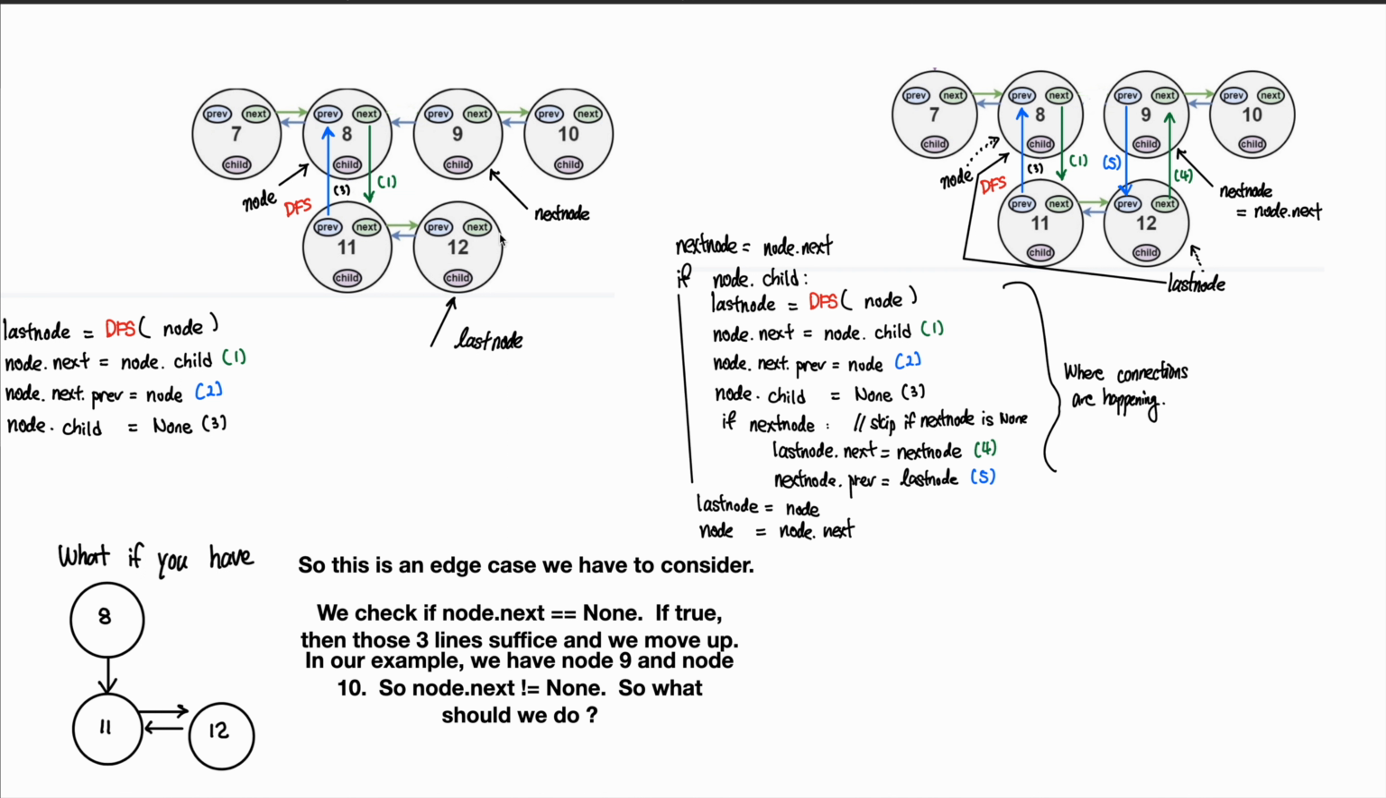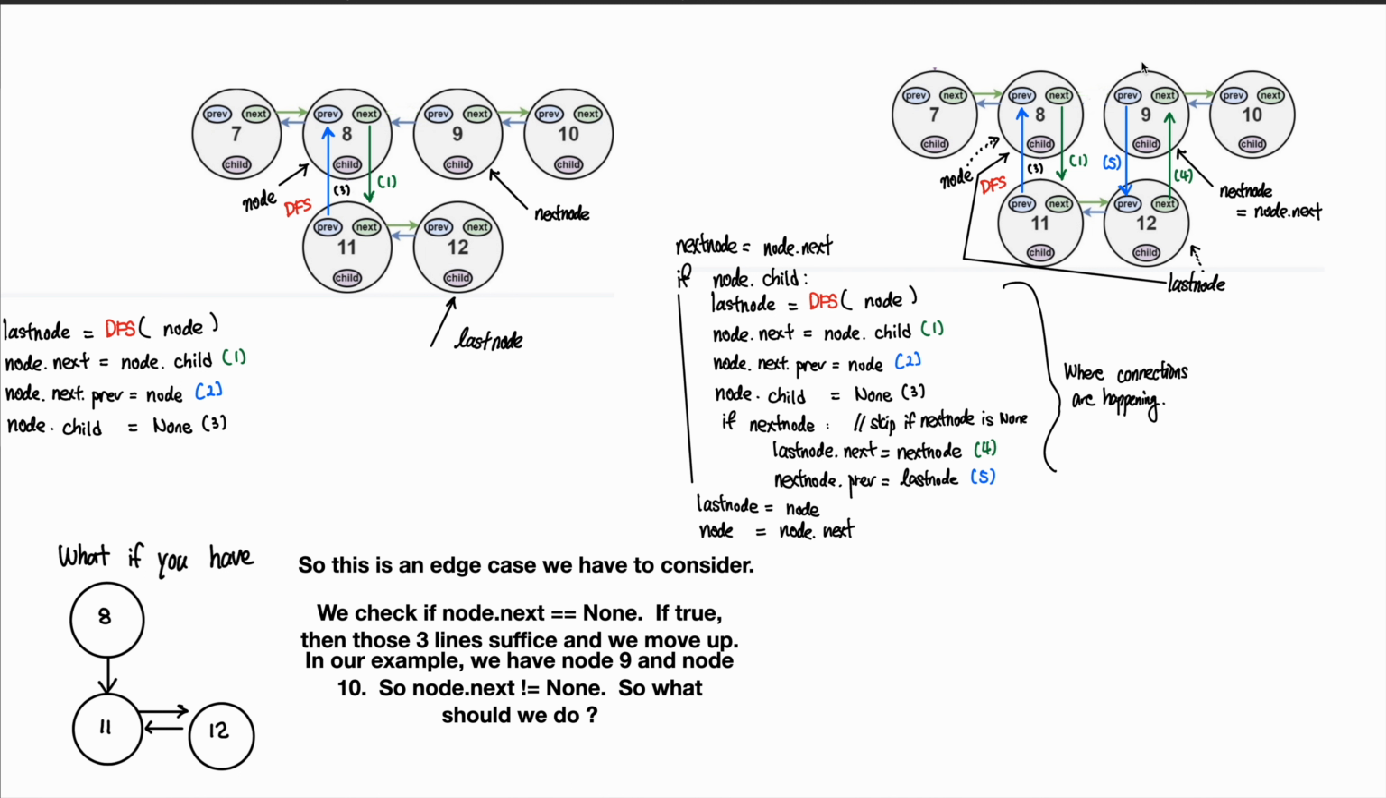So in that case, we have to do this part. We have to run the if statement to see if next node is none or not. If it is none, we skip. If it is not equal to none, then we have to connect these 2 guys. So they will be done by last node.next will point to this guy, and then next node.previous will be pointing to this guy. So that's what's going on.